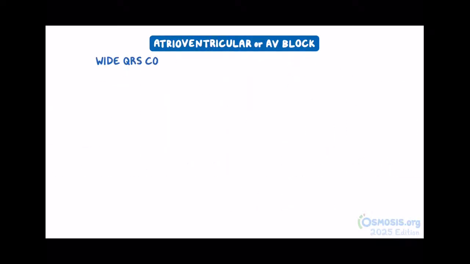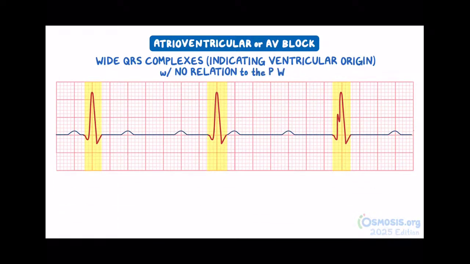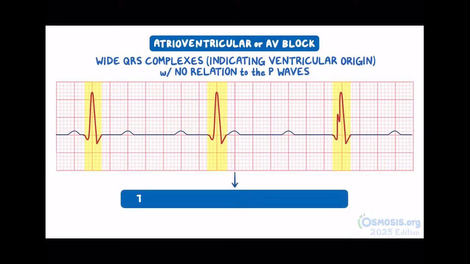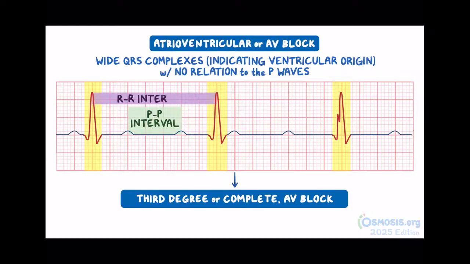Finally, if there's wide QRS complexes indicating ventricular origin with no relation to the P waves, there's complete AV dissociation, and you can diagnose third-degree or complete AV block. If this is the case, there will be a regular PP interval and a regular RR interval, but they will be different lengths, usually with the RR interval being the longer of the two.